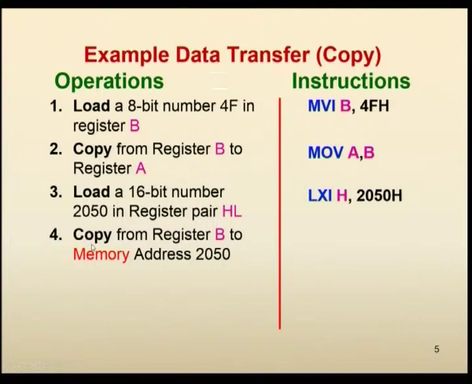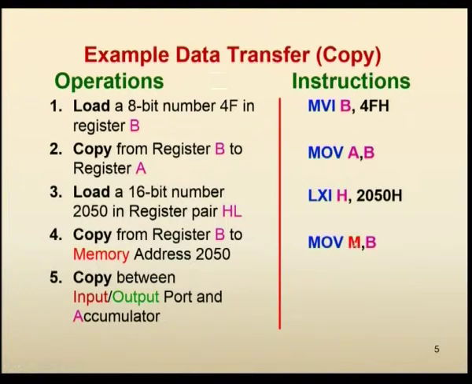You want to copy the contents of a register to a memory, and the address of the memory is given like this. This is the address of the memory, of course, in hexadecimal. You want to copy the contents of the register to this memory location, whose address is given here. So, what is the instruction? MOV M, B. M represents the address of this memory location. This memory location address has to be loaded previously in the register pair H and L.